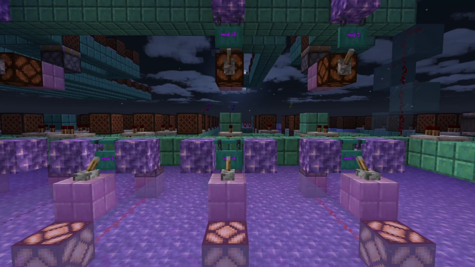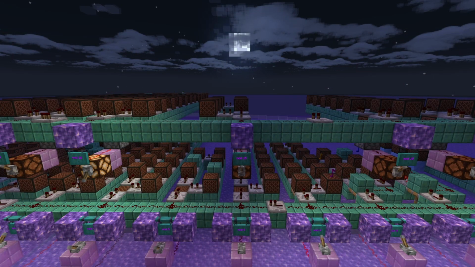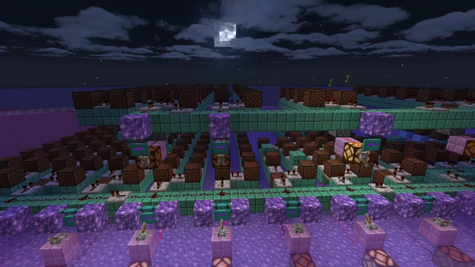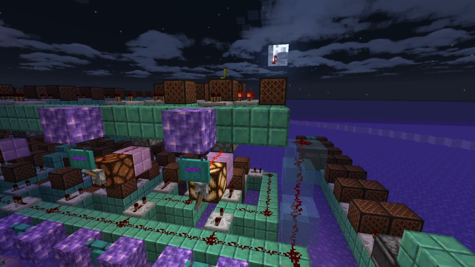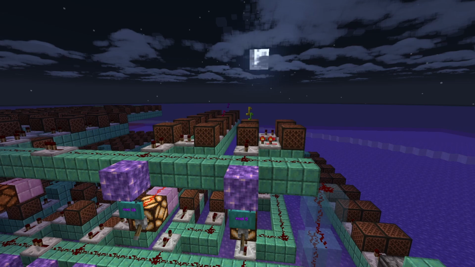Here's mod 2, 4, and 8. 2, 4, 8, 12, and 16. The multiples of 3. 5 creates a very short ostinato. 5 with 10. And now with 15.